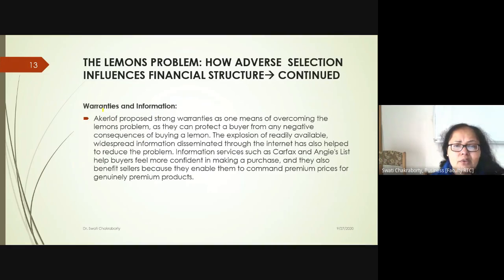So what can actually be done? Warranties and information. Akerlof proposed strong warranties as one means of overcoming the lemons problem. Why?